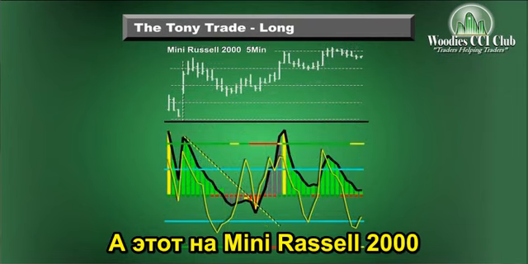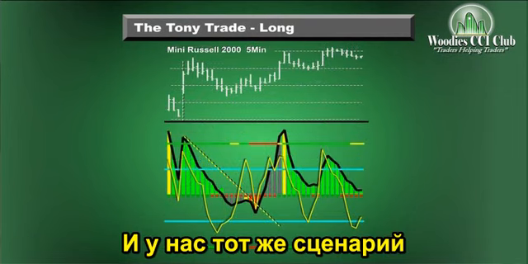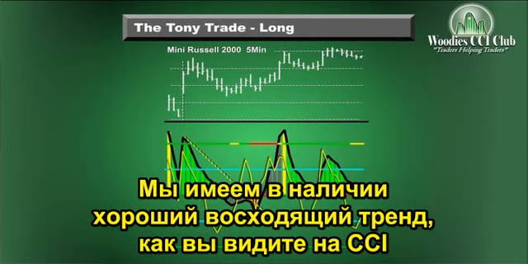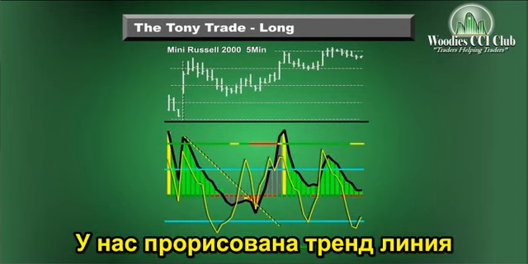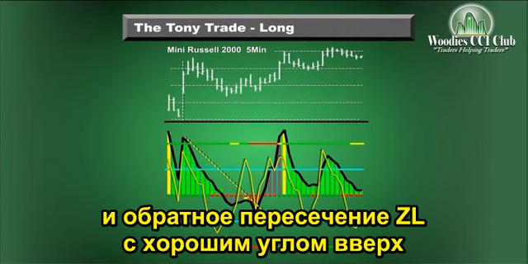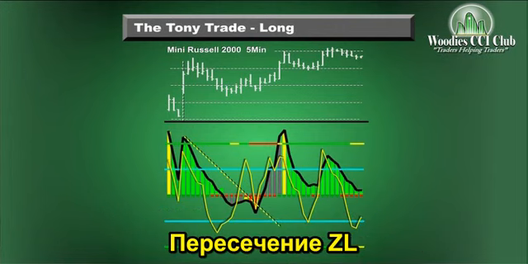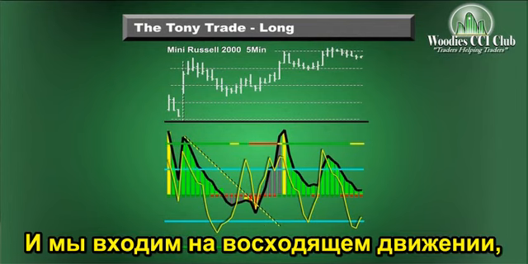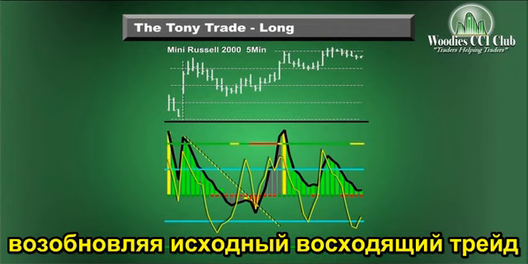Now this is on the Russell, and we had the same scenario. We had a good trend in place to the upside, as you can see on the CCI. We drew a trend line. We had more than 4 bars, but less than 9 bars. And we crossed back through the zero line on a good angle up. See that good angle there? Crossing the zero line put us in this trade somewhere in this range here to get the rest of that up move, to resume the original up move trend.